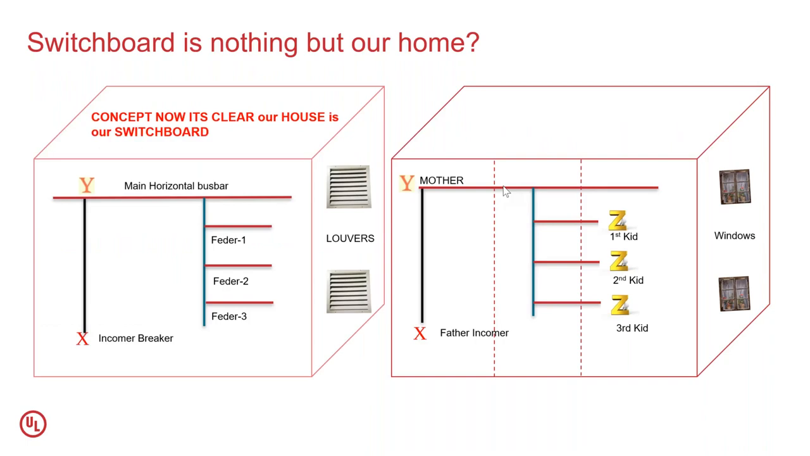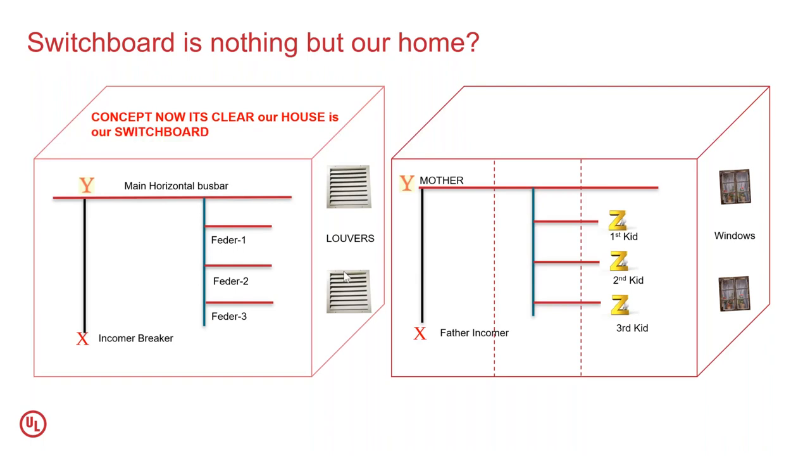Now you see how neatly I compare. Father is nothing but the incomer breaker. Mother is the main horizontal bus bar. Kid one, kid two, kid three are nothing but feeder one, feeder two, feeder three. Instead of windows, I am also having louvers. What changes in this? Everything in the house, we are going to build in our switchboard. Our home is nothing but our switchboard, and the concept is very clear now.